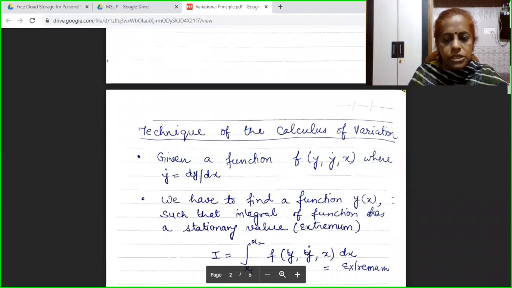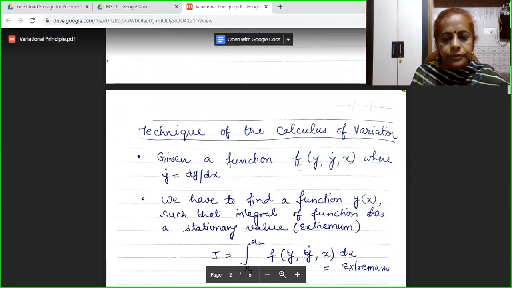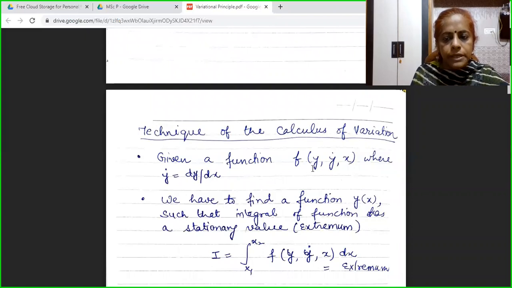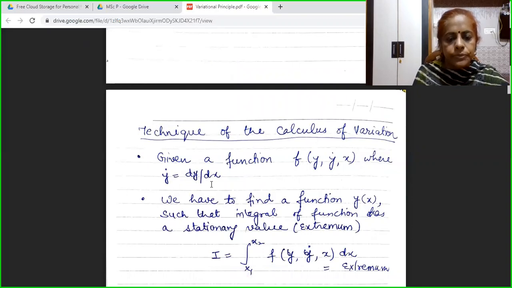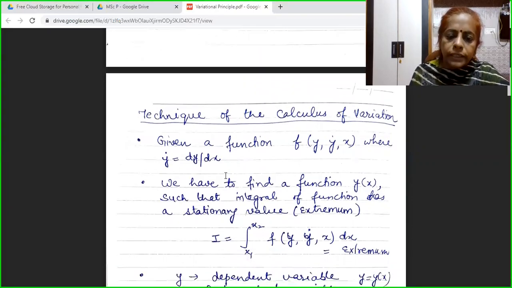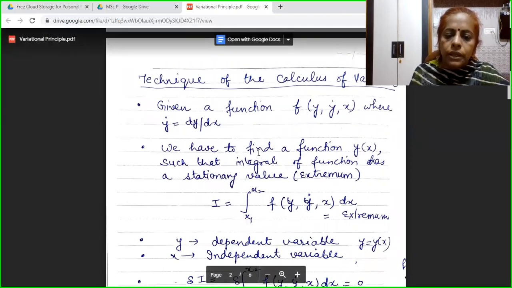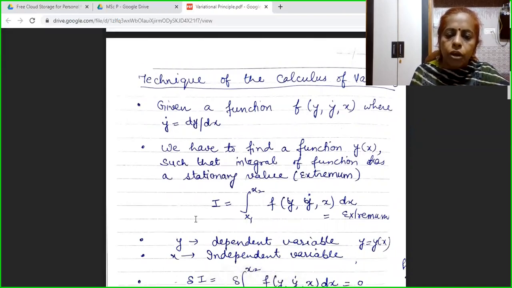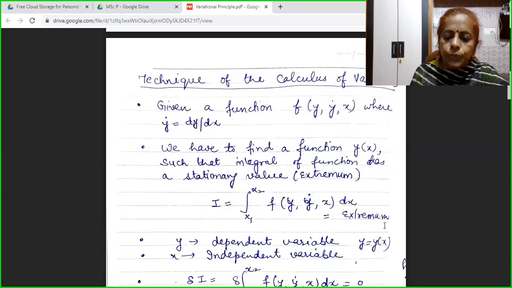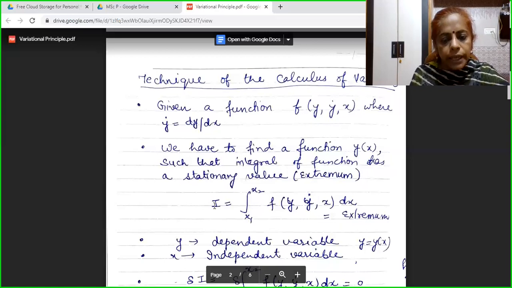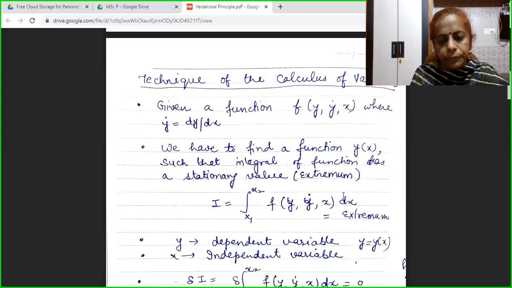Here we are given a function defined as f. The dependence of this function f is on y, y naught, and x. What does y naught mean? Y naught is the derivative of y with respect to x. Our aim is to find the function y in such a way that the integral of this function between endpoints x1 and x2 has an extremum value. Extremum means this integral can be maximum or minimum.